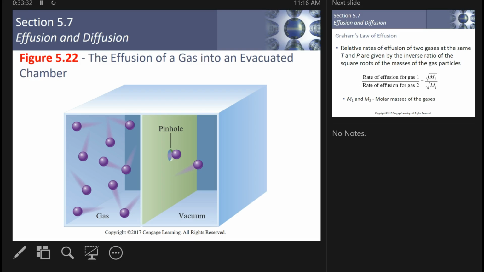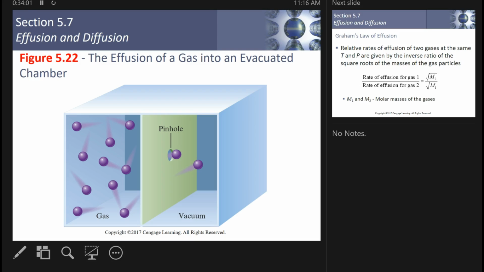How do we find the rate of effusion? It's based on molar mass. Okay, so here's a gas molecule on the left side of this chamber. Here's a pinhole, a tiny little hole. And here's a vacuum chamber. The measurement of the gases passing through the pinhole is going to be your rate of effusion. The rate of effusion is based on molar masses. Why?